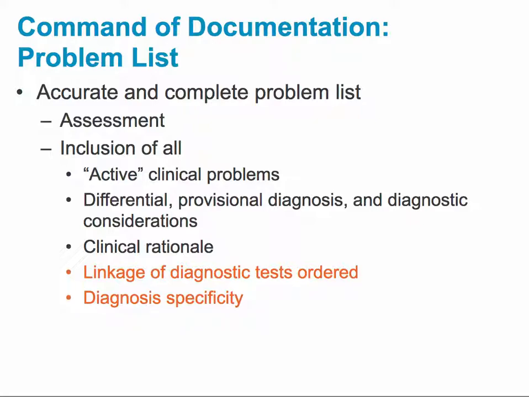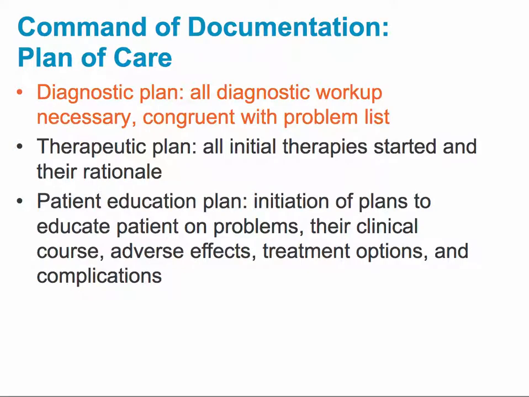And now let's take a look at our plan of care. In our plan of care, we want to have a diagnostic workup necessary, which is congruent with our problem list. So every time we have a plan update, let's have a diagnosis that is associated with it. And the therapeutic plan: why am I ordering this IV antibiotic, and so forth.